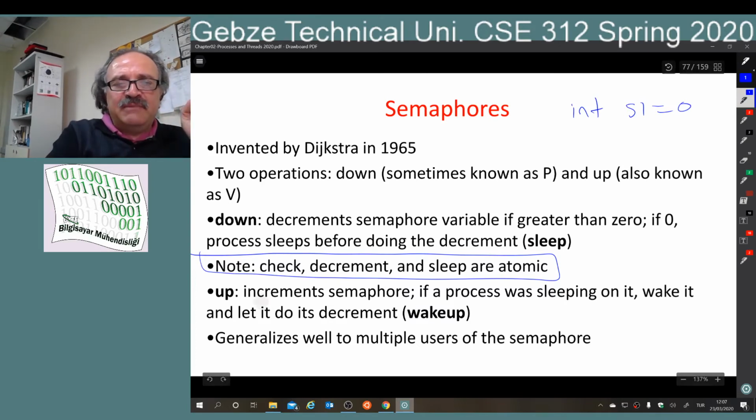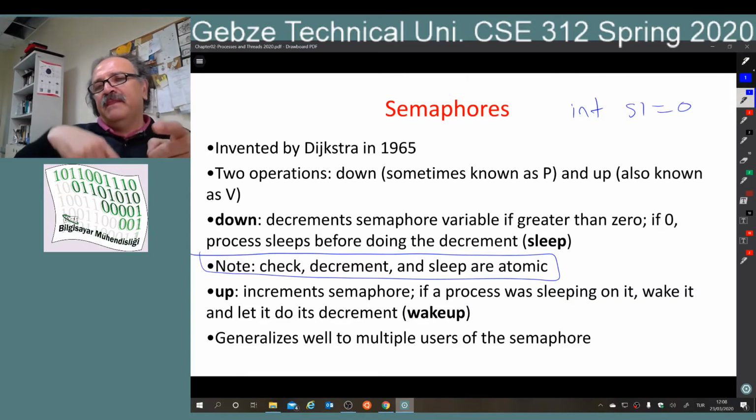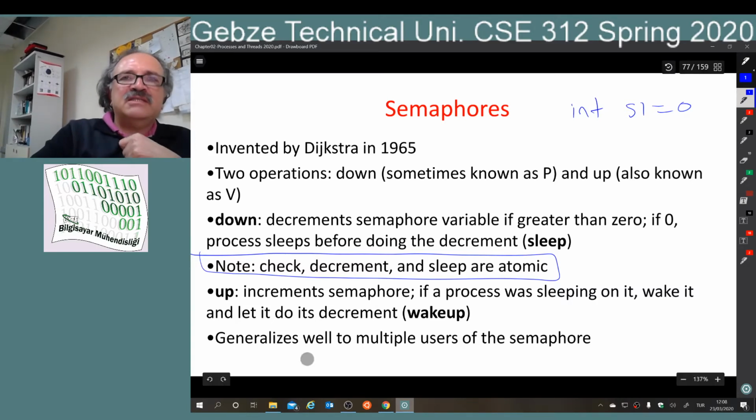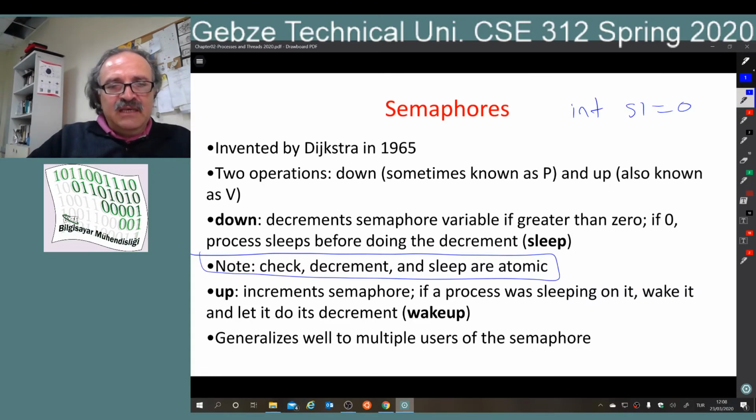Up is something similar. It just increments the semaphore. If a process was sleeping on it, wake it and let it do its decrement. So I am incrementing, let's say, S1, and if anybody is waiting on it, if anybody is sleeping on it, I will wake them up. This idea of semaphores is very nice. They generalize well to multiple users, multiple processors, etc. Since 1965, they have been used a lot by operating systems, thread libraries, process libraries, etc.